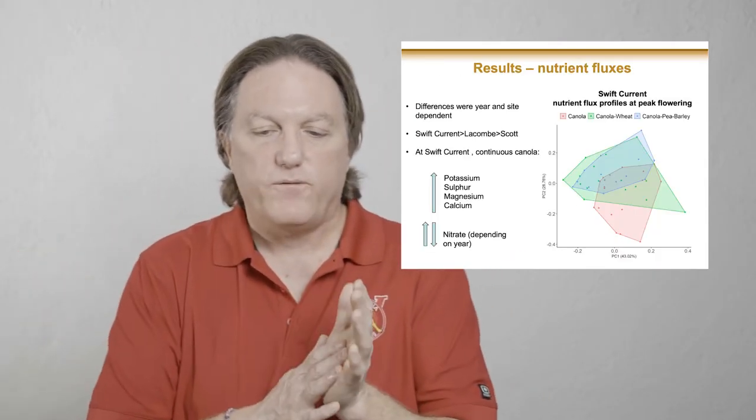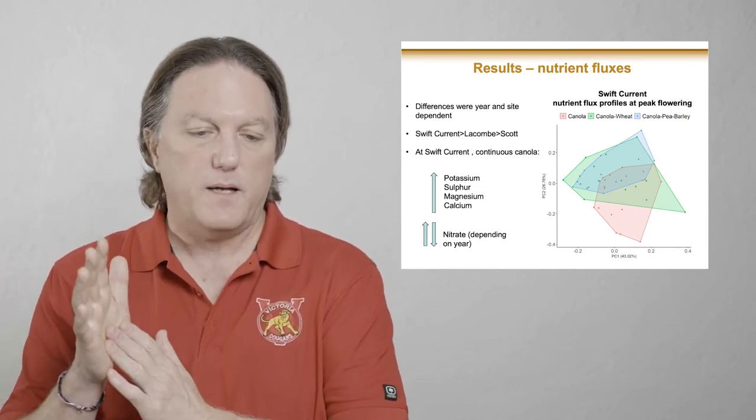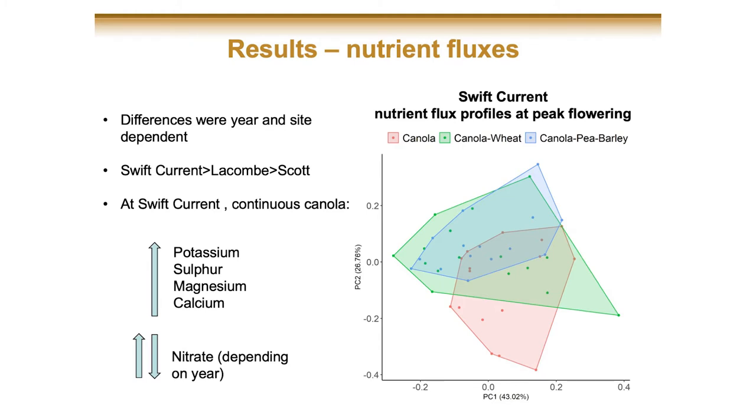In terms of the nutrient fluxes, so this is the information that we got out of the plant root simulator probes, really we didn't see a tremendous effect of crop rotation in terms of nutrient availability for these plants. The strongest effect we saw was at Swift Current, and we think the reason we didn't see a strong effect is because these were all fertilized plots, and they were fertilized according to soil testing and standard agronomic practices. But what you see here is a way that we can express these differences. This is just a mathematical way of expressing the differences, where the groups that you see in green and blue and red correspond to the different treatments.